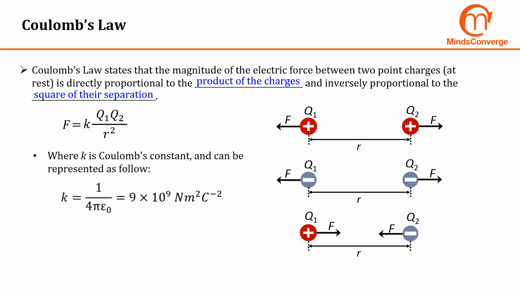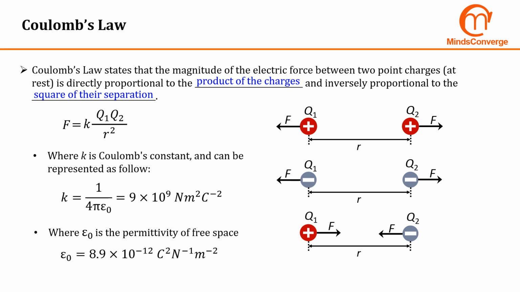The new constant epsilon 0 is the permittivity of free space or vacuum. Epsilon 0 takes a value of 8.9 times 10 to the power of negative 12 coulomb squared per newton per meter squared. The above equation applies only to charges that are in a vacuum. If the charges are immersed in a different medium such as water, then the value of permittivity is different. For example, the permittivity of water is around 7.8 times 10 to the power of negative 10 coulomb squared per newton per meter squared. The directions of the electric forces can easily be worked out by using the fact that like charges repel and unlike charges attract.